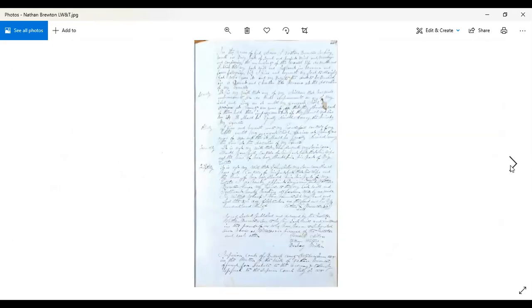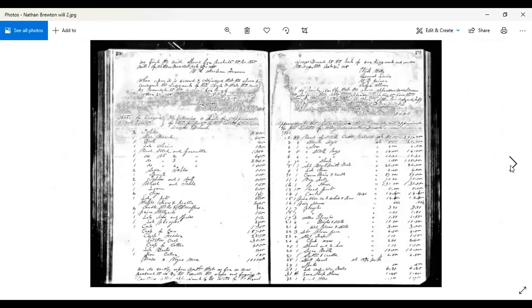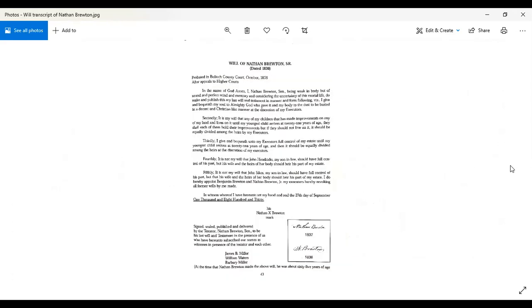This is a copy of his original last will and testament that is in the court books instead of just the photocopy. Transcription of his will.